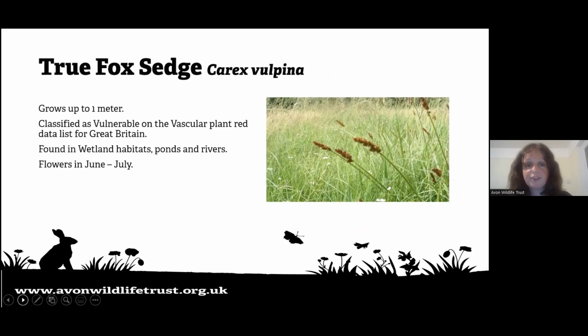True fox sedge, Carex vulpina. It can grow quite tall to 1 meter. It's classified as vulnerable on the vascular plant red data list for Great Britain and found in wetland habitats, ponds and rivers. It flowers June to July, so not a long flowering period.